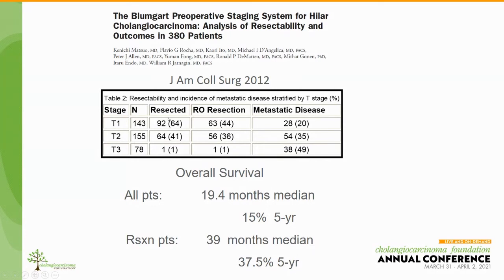And if we look at this by T1, T2, and T3, you can see that the T1 patients did the best. T2 patients still had reasonable survival and outcomes, especially if they achieved an R0 resection. But really in the T3 patients, even in the one patient that was resected, you can see that's where we sort of fall off in the sense of this clinical staging system really showing its power.